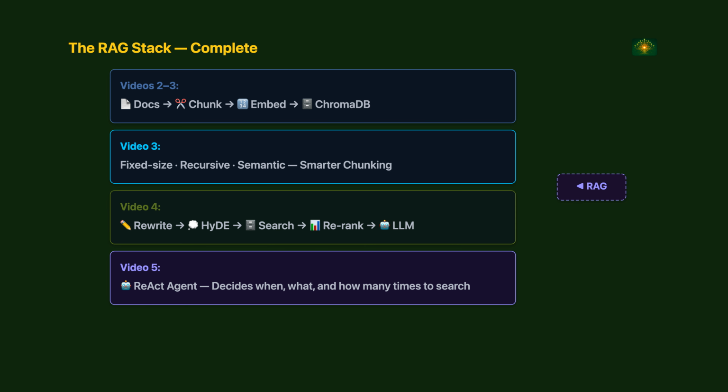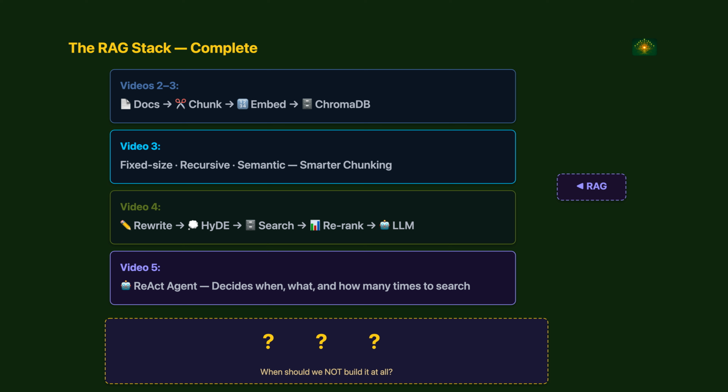Over 5 videos, we've built the complete RAG stack: smart chunking, advanced retrieval, and an agent that reasons. It's a powerful system, but we've only ever asked how to build it better. The more important question, the one that separates architects from implementers, is when should we not build it at all? 3 scenarios, 3 different answers.